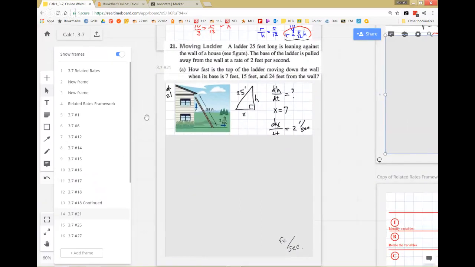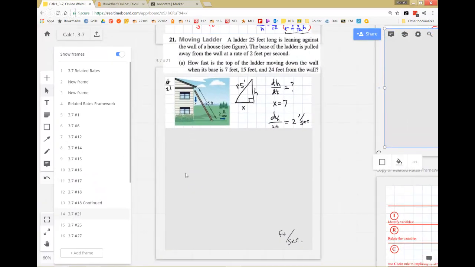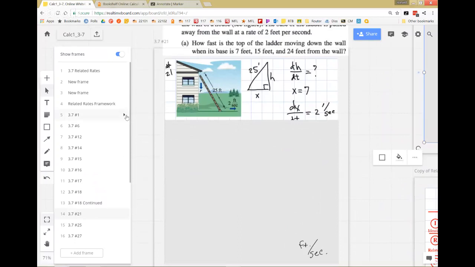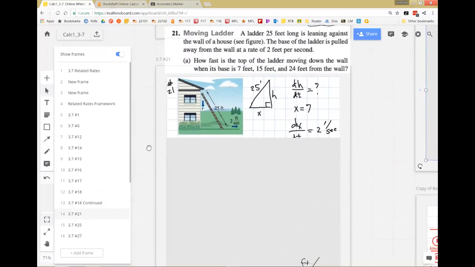So here's number 21. Make it a little bit bigger. A ladder 25 feet long is leaned against the wall of a house. See the picture, and I've got the picture right there. The base of the ladder is pulled away from the wall at a rate of 2 feet per second.